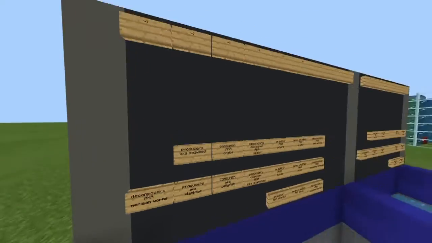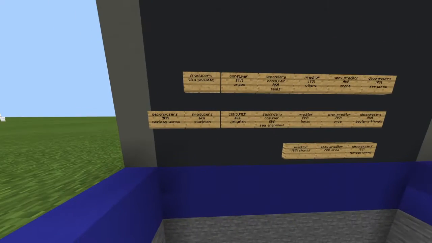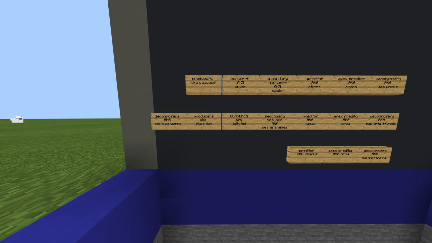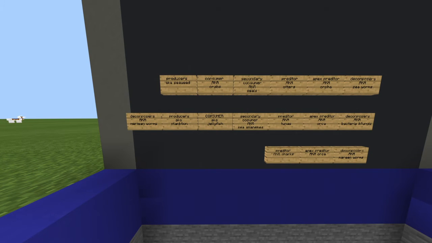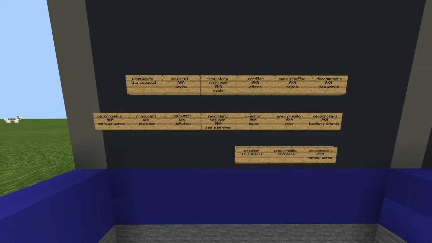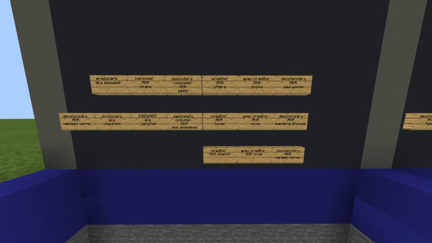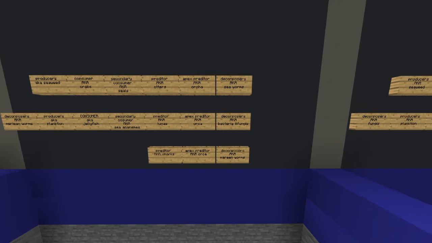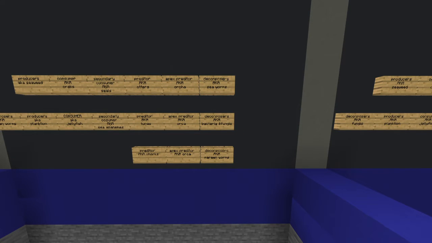So I put arrows up here that go that way, and so the decomposers are the marine worms, and the producer can be plankton or seaweed, and the consumer can be jellyfish or crabs. The secondary consumer can be sea anemones or seals, and the predator can be otters, tunas, or sharks. And the apex predator is always the orca or the killer whale. Also, the decomposers can be sea worms, bacteria and fungus, or marine worms.